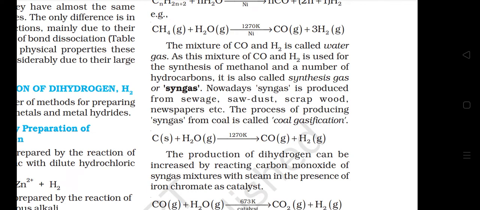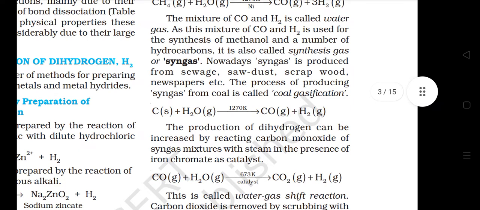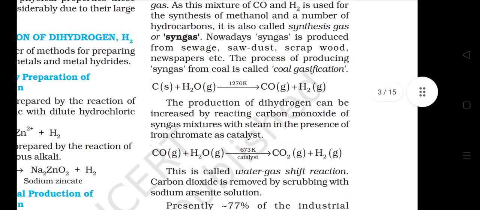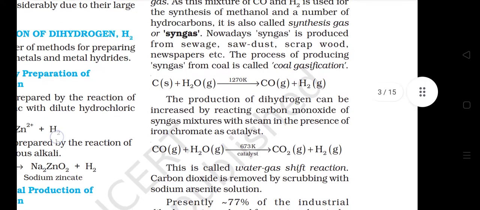As this mixture of CO and H2 is used for the synthesis of methanol and a number of hydrocarbons, it is also called synthesis gas or syngas. Nowadays, syngas is produced from sewage, sawdust, scrap wood, newspapers, etc. The process of producing syngas from coal is called coal gasification.